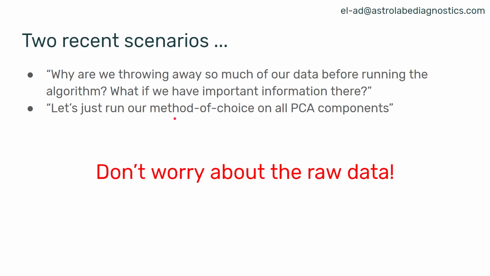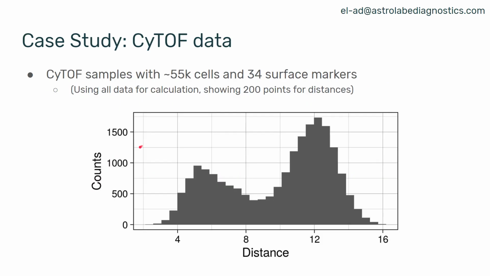So what we want to talk about is not the raw data. What we need to be concerned about is distances. And PCA is really good at conserving distances. In fact, when you use all the components, it is guaranteed to maintain the distances exactly. So what we need to look at, sorry about that, is not the raw data, it's the distances.